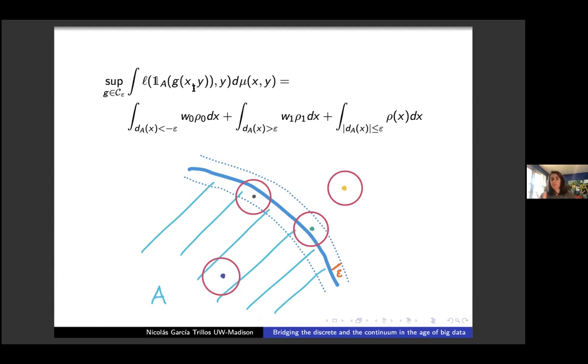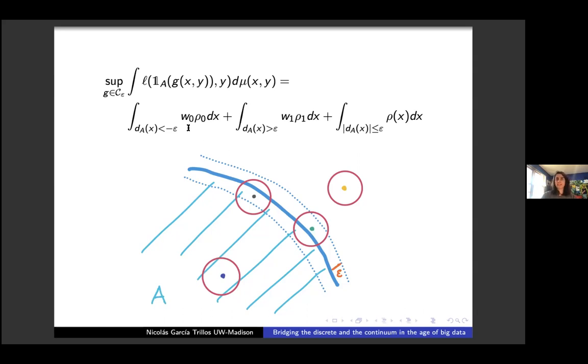Well, as it turns out, for this model of adversarial learning that I'm considering here, you have a relatively explicit formulation of what this supremum is in terms of the set A. Here dA denotes the signed distance to the set A, and w0, w1 is the probability of a label being 0 or 1, respectively, and rho 0 and rho 1 are the conditional distributions of our X data given labels 0 or 1. So that's the interpretation of all this.